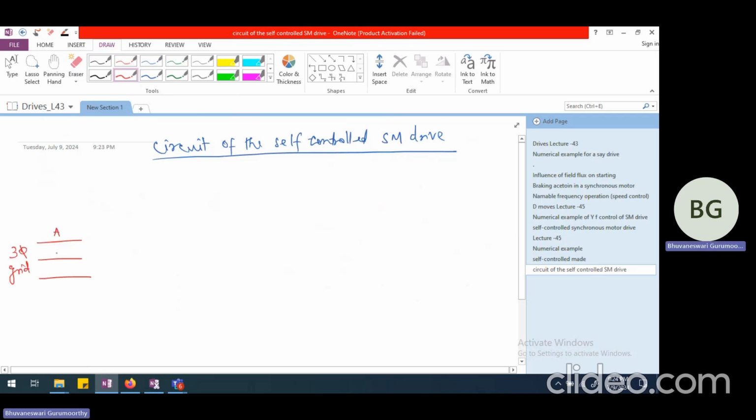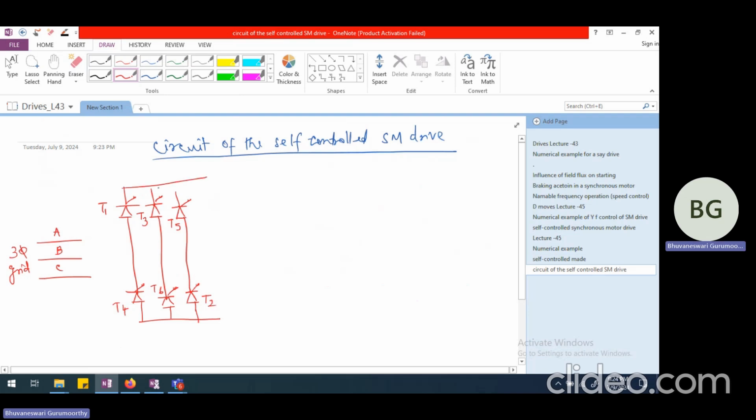Let's say this is A phase, this is B phase, and this is C phase. We are going to have a normal thyristor converter connected here. I am showing a three-phase thyristor converter. So we are going to have, let us say, this as device number 1, this as device number 3, and this as device number 5. And this is going to be T4, this is going to be T6, and this is going to be T2.